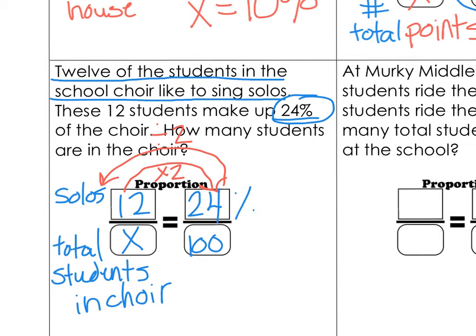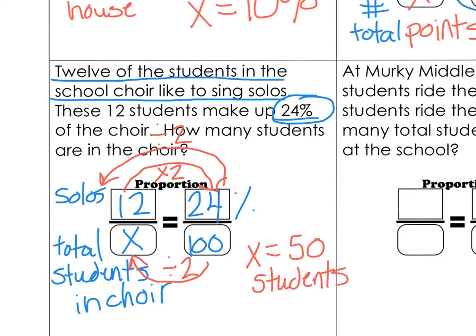So we could do the same thing to 100 since we're going this way. To get from 24 to 12, we divided by 2. So to get from 100 to x, we now need to divide by 2. So 100 divided by 2 is 50. So x equals 50 students. Okay, one more.